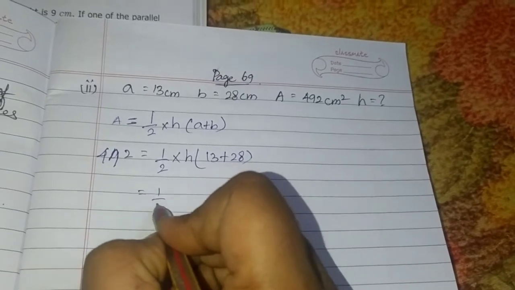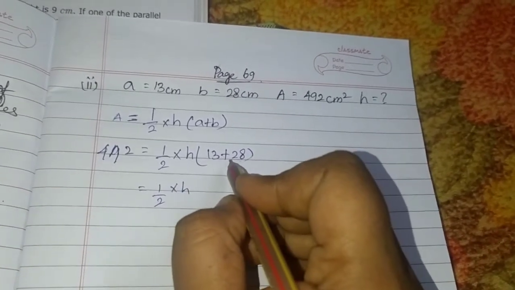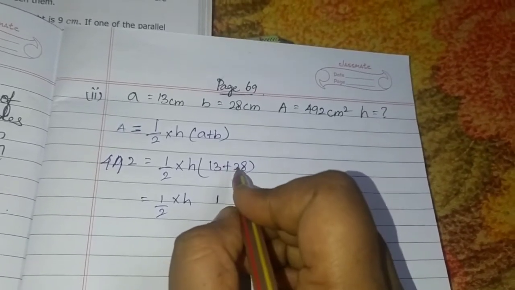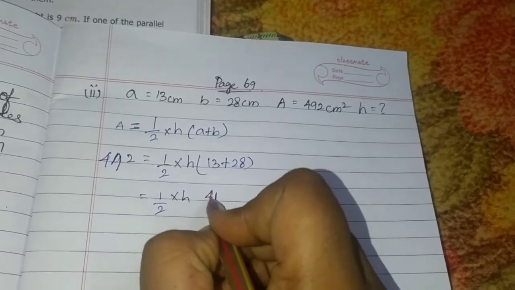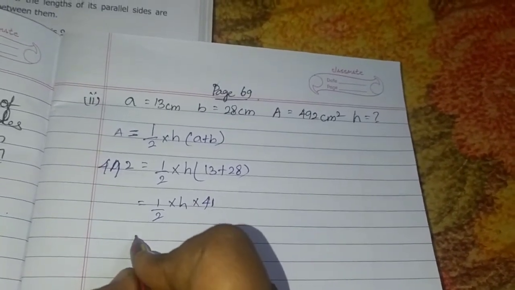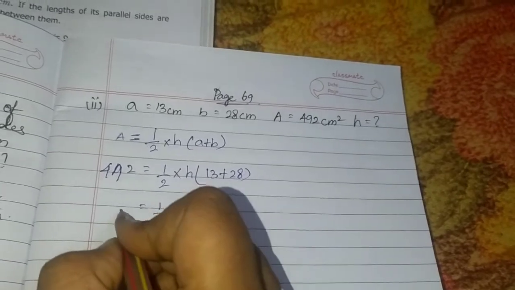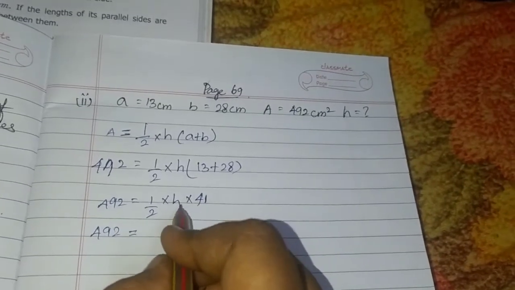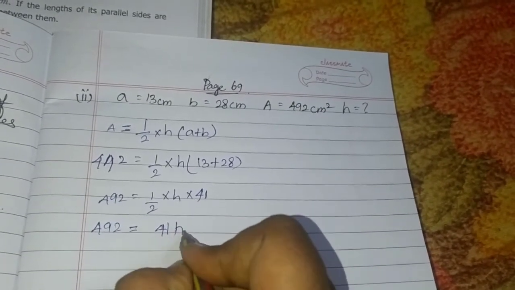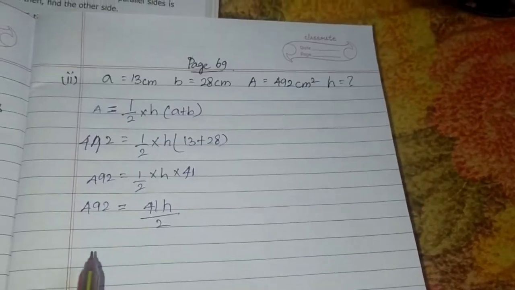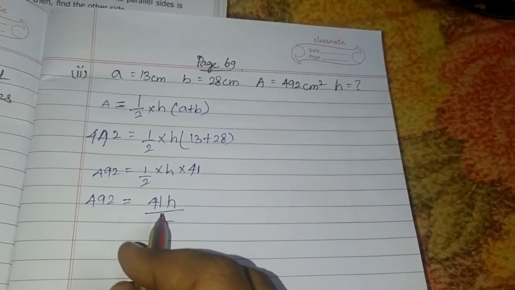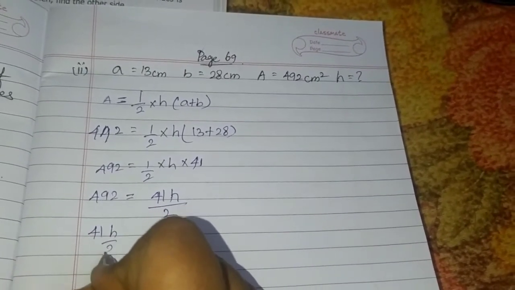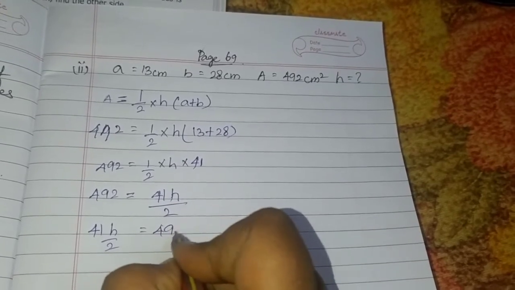Okay children, so half into h, 28 plus 13, what will come? 28 plus 13, 8, 9, 10, 11, carry 1, so 2, 3, 4. Okay, so like this it will come. Now you write 492 as it is here. Now 41 into h is 41h, divided by 2. Okay, as I said before, whatever we are finding should be on the left hand side. So 41h divided by 2 equals 492.